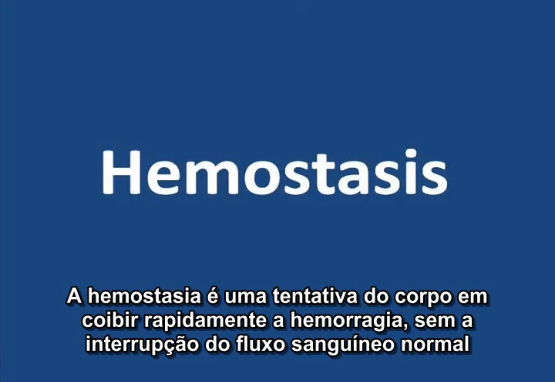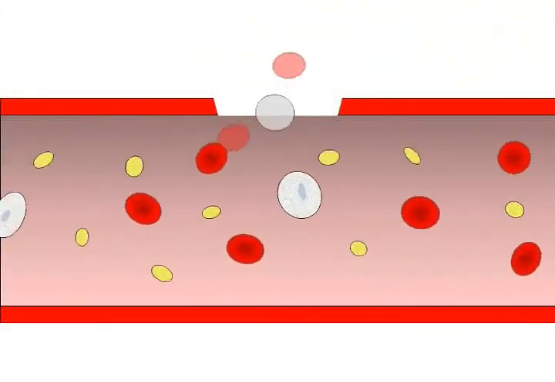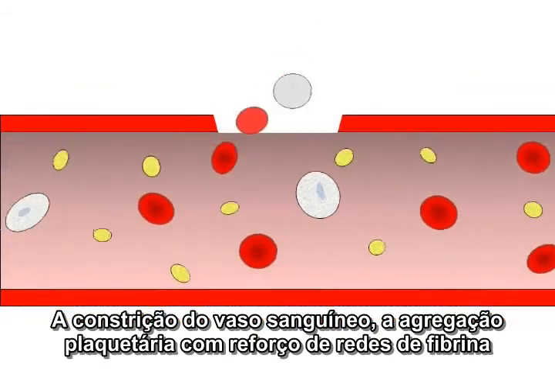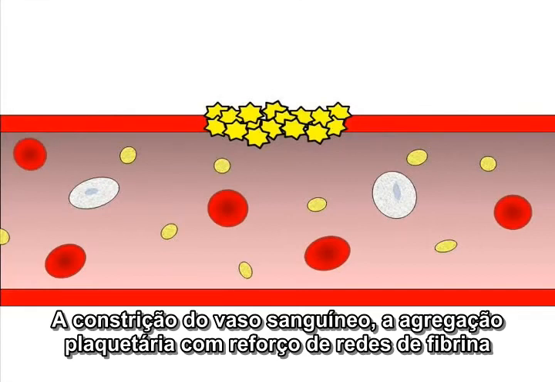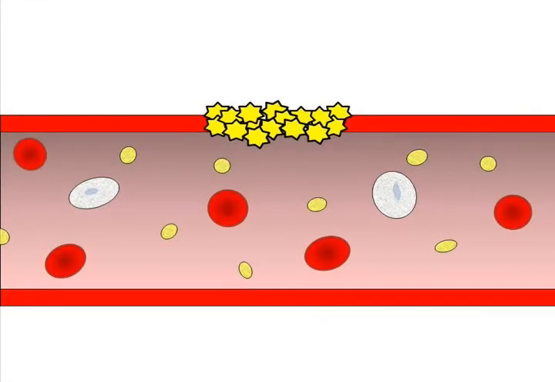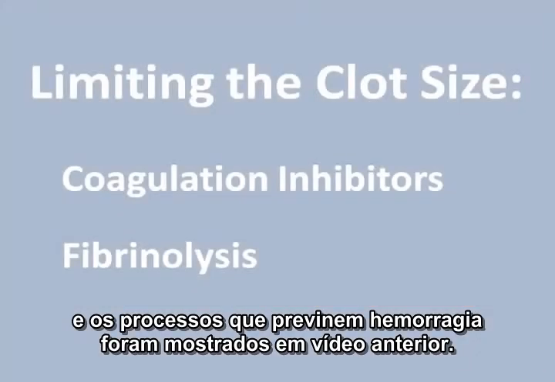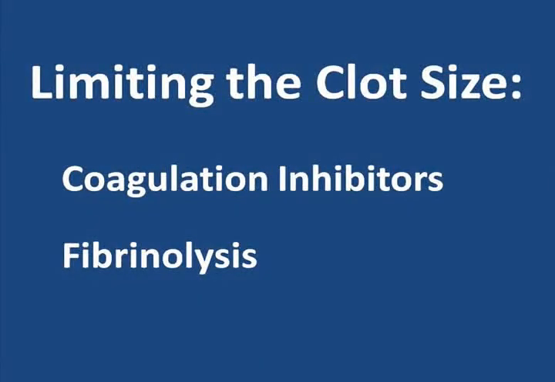Hemostasis is the body's attempt to quickly stop bleeding without unnecessarily disrupting normal blood flow. In the separate video entitled Hemostasis, we saw the constriction of an injured blood vessel, the formation of a platelet plug, the strengthening of that plug by the addition of fibrin strands, and the body's protective systems preventing excessive clot growth.